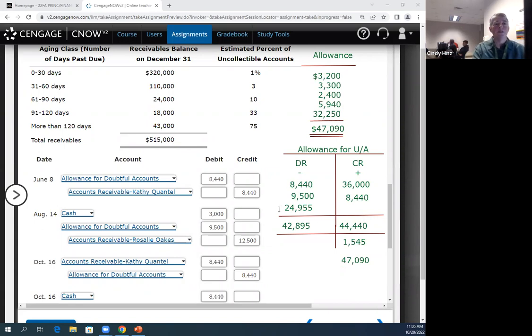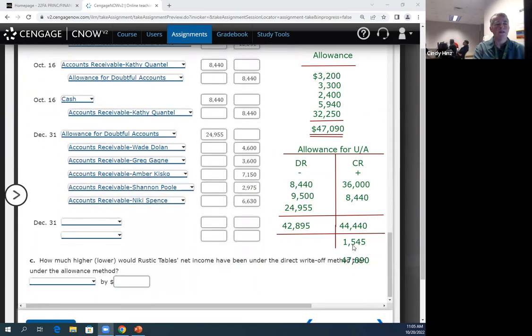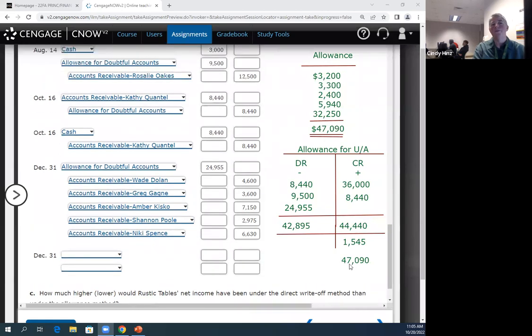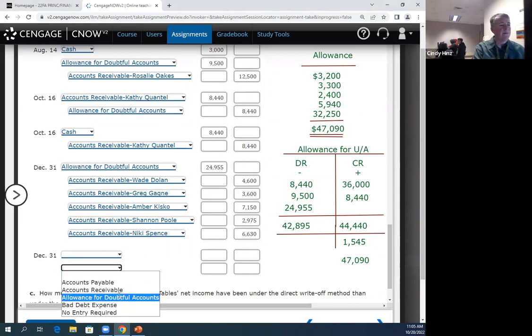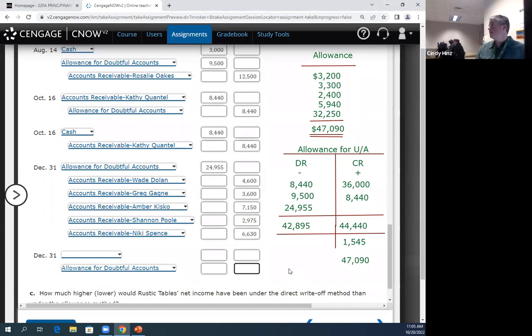So what do we need to do to this allowance account to get it from where it is now, $1,545, up to the $47,090? What do we need to do to that allowance account? We need to credit the allowance account. So I'm going to put that part into our entry right here. How much do we need to credit?